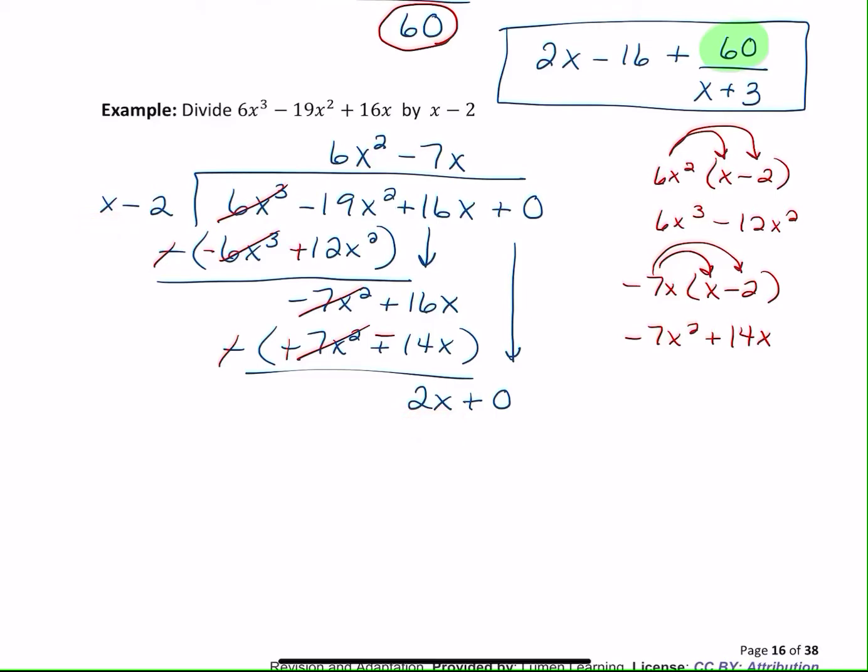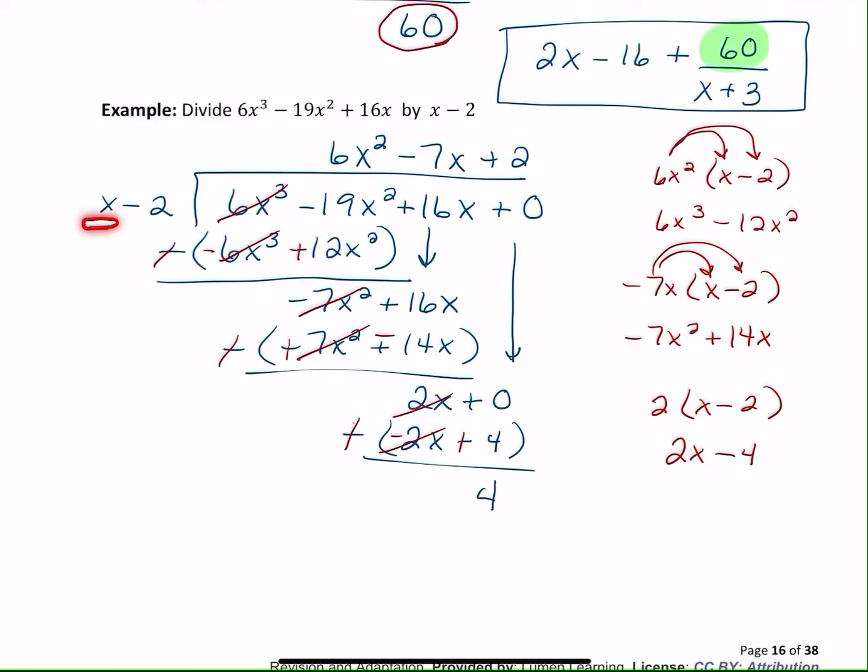That's just going to be a 2. So I've got 2 times x minus 2, which will give me 2x minus 4. So line that up, and then again, subtract. So go through and change your signs. My 2x's will cancel, and that will leave me with a remainder of 4. And again, I can't multiply x by anything to get 4, so I'm done, and 4 is my remainder.